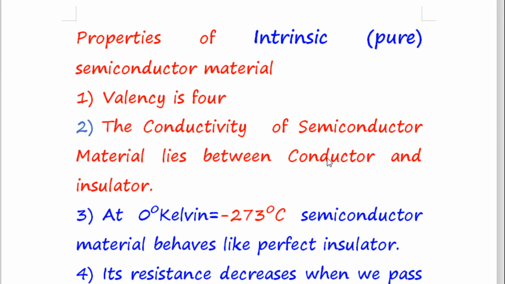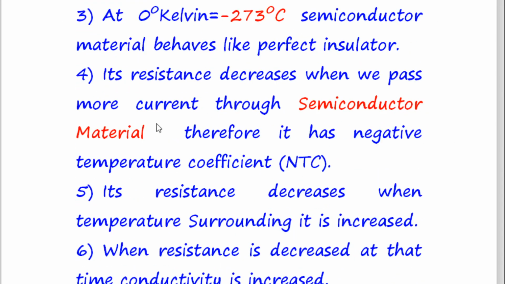At very low temperature, minus 270 degrees centigrade, semiconductors behave as a perfect insulator. As temperature increases, they behave as a conductor. At 0 degree Kelvin, that is minus 273 degree centigrade, semiconductor material behaves like a perfect insulator. So this all of you know.